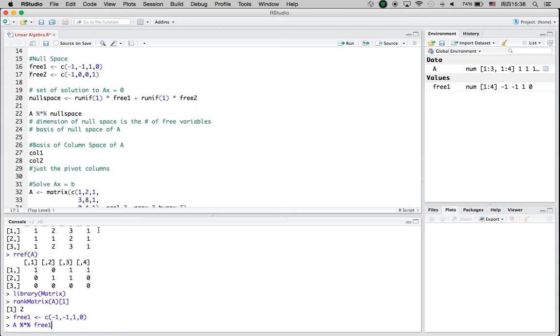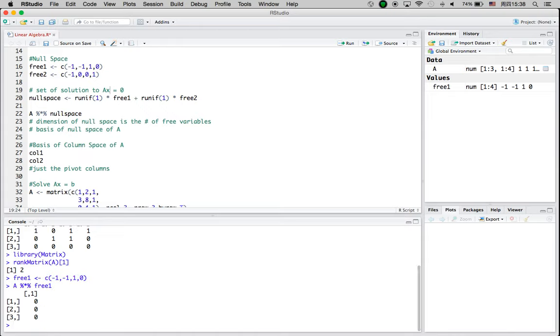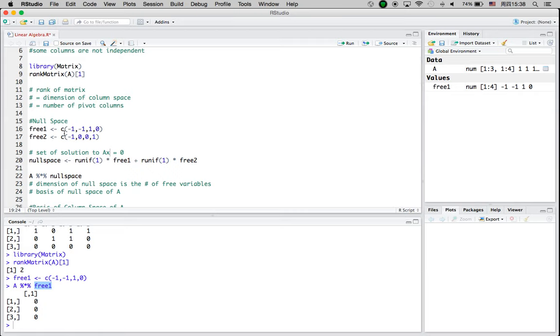So again, this vector is within the null space. Null space is all the solutions that give Ax equal to 0. So by multiplying this column by matrix A, this should return 0. Yeah, as you can see, this vector is within the null space, so it's one solution in the null space.